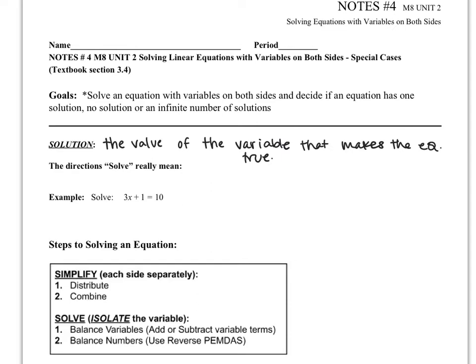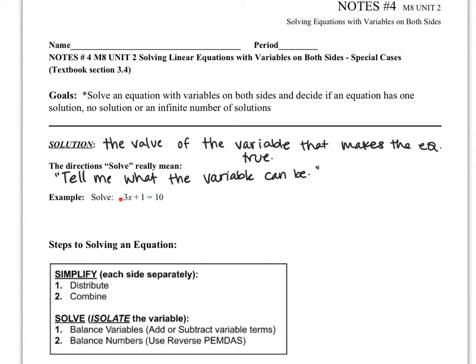Now, the directions solve really mean tell me what the variable can be. But mathematicians are efficient, so rather than say, tell me what the variable can be, they just say solve.